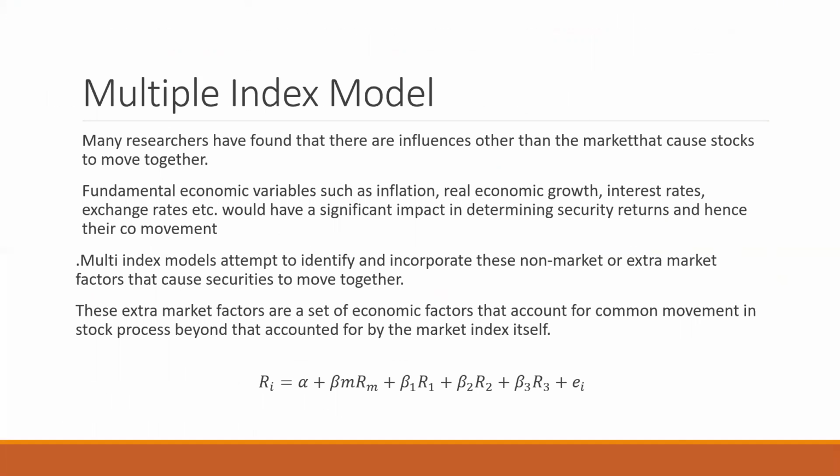So there's another model also, the multiple index model. In the multiple index model, the researchers say that there are other factors that influence stock price movements other than the market index. There are factors like inflation, real economic growth, interest rates, exchange rates. All these elements also play a role in fluctuating the stock prices. So the multi-index model attempts to identify and incorporate these non-market or extra-market factors that cause securities to move together. What are the factors other than the market which are going to influence your securities? That has also been incorporated into the multi-index model.